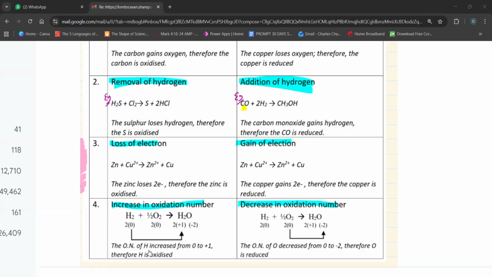Addition of hydrogen: carbon monoxide gains hydrogen, therefore the CO is reduced. And of course, as carbon monoxide gains hydrogen, this one is not a case of oxidation and reduction happening at the same time. But it's fine. Addition of hydrogen, removal of hydrogen.